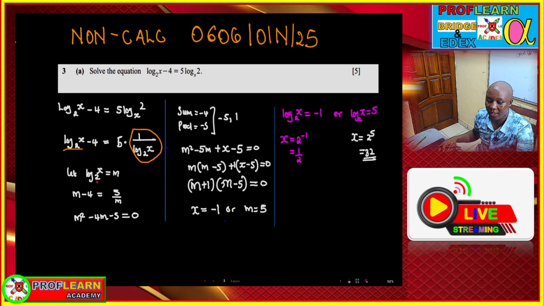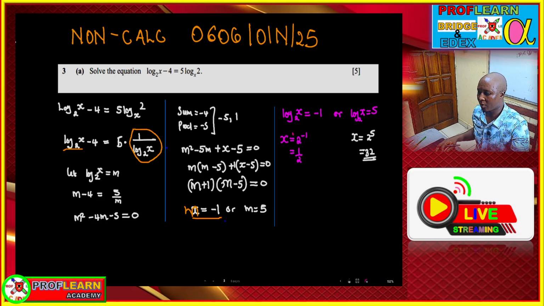Then you can go ahead and let log x base 2 be equal to m. Then you can see here, if you multiply by m all through, we are going to form a quadratic equation. Now in this quadratic equation, if we try to solve it by factorization, we can factorize it, and factorizing that we shall get (m + 1)(m - 5) = 0. So m is going to be equal to -1 and m is equal to 5.